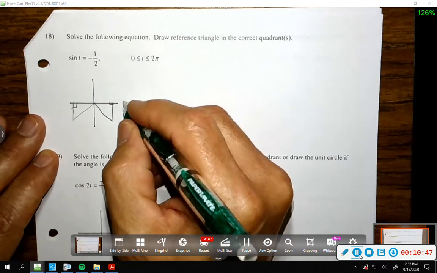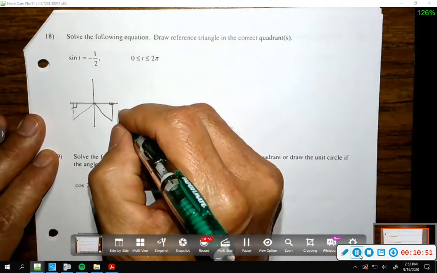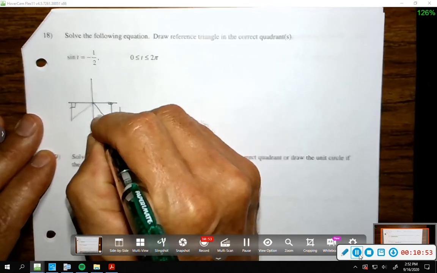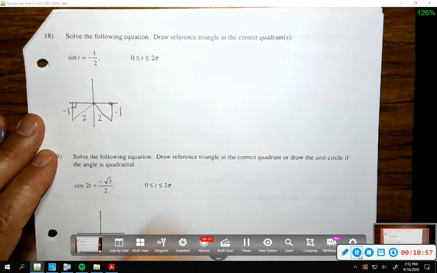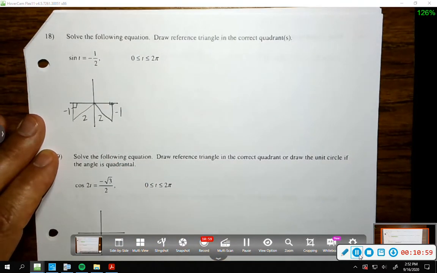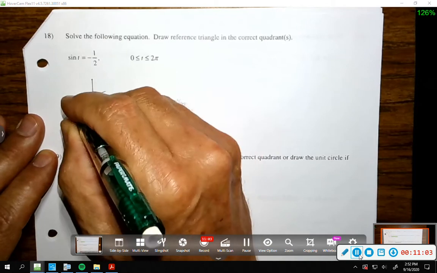Opposite over hypotenuse. SOHCAHTOA. Sine is opposite over hypotenuse. The opposite is -1, the hypotenuse is 2. Either use the Pythagorean theorem or remember that this is a 1, square root of 3, 2 triangle.